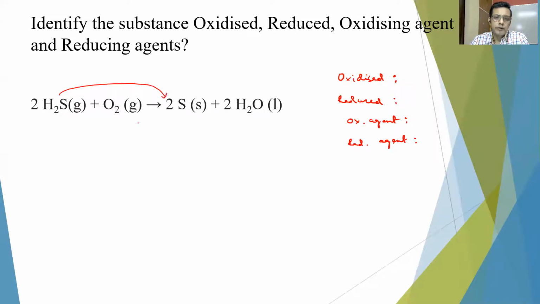Now if we see the reaction properly, this H2S is oxidized to sulfur and oxygen is reduced to water. So H2S is oxidized to sulfur. So what is the substance oxidized? H2S.